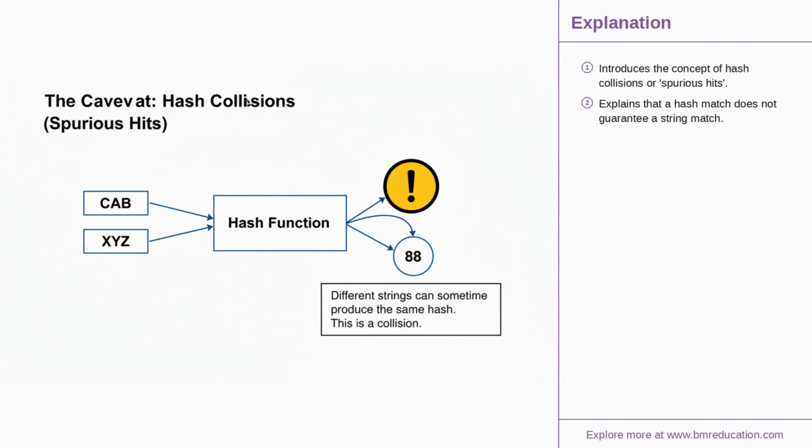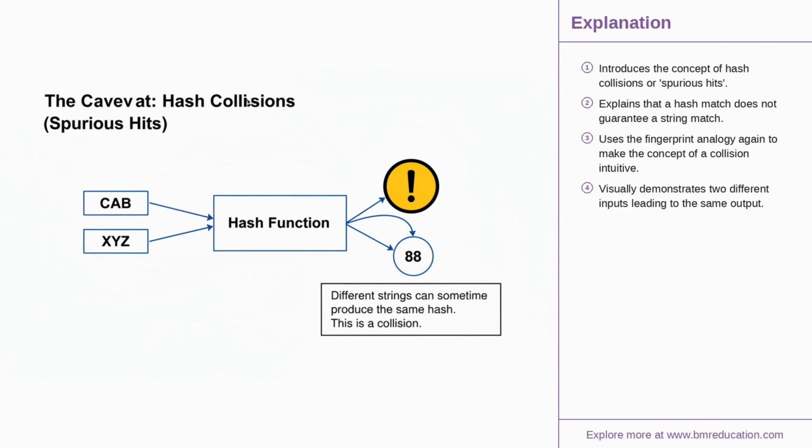This brings us to a critical aspect of hashing: collisions, also known as spurious hits. A collision occurs when two different strings coincidentally produce the same hash value. While a good hash function makes this rare, it's not impossible. Think of it like two different people having a similar-looking fingerprint. It's unlikely, but you'd need a closer look to be sure.